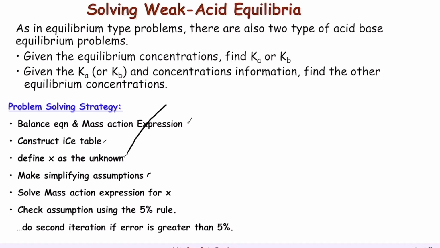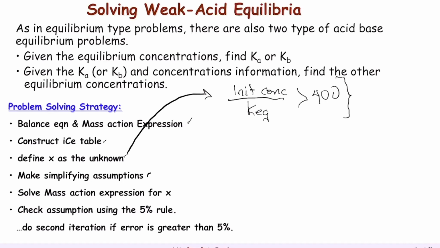And remember this rule right here. If you take the initial concentration and you divide it by the K equilibrium, and it's greater than 400, then simplifying assumptions is going to be valid, okay? If it's less than 400, then you're going to have to do a second iteration or quadratic. And we talked about this last time. So this is how you can do real quickly a validation as to whether simplifying assumptions work.